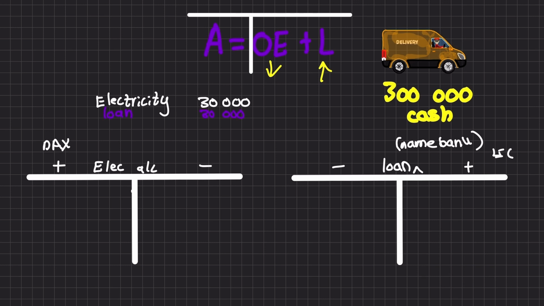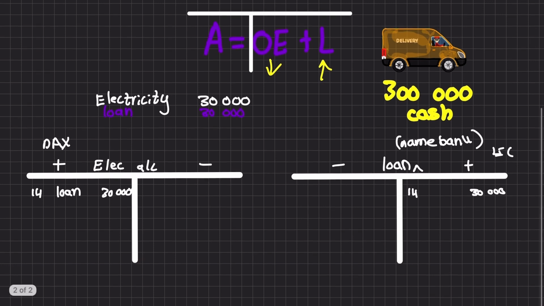So now that we know that, how would we then record it? Well, remember, we always want the date. Let's say this happens on the 14th of the month. We know our electricity account is going to increase by 30,000, and we know it's coming from the loan account. So we can see our debit side increasing by 30,000, and we also know that our loan is increasing by 30,000. Again, you want to put the same date, and we know it comes from the electricity account.